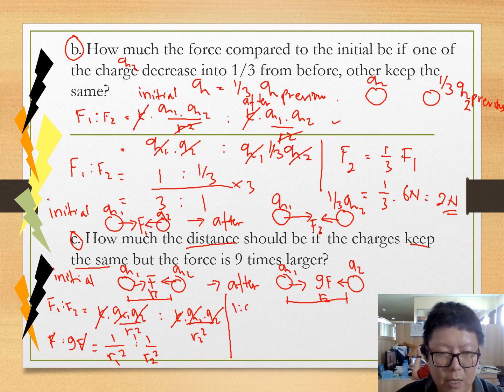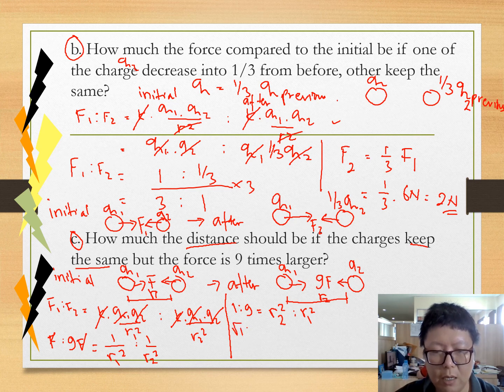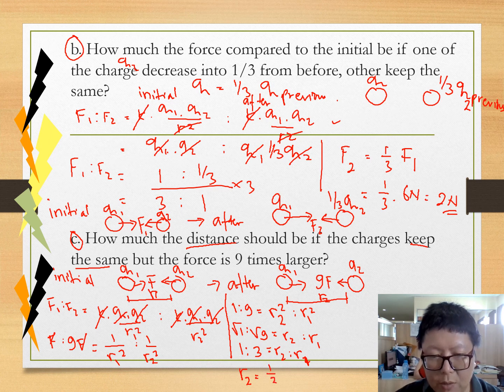So it becomes 1 to 9 equals, by cross multiplication, R2 squared to R1 squared. How to get R2 and R1? You can use the roots here. Root 1 to root 9 equals R2 to R1. So 1 to 3 equals R2 to R1. So in this case, to increase the force, R2 must be 1/3 of R1.